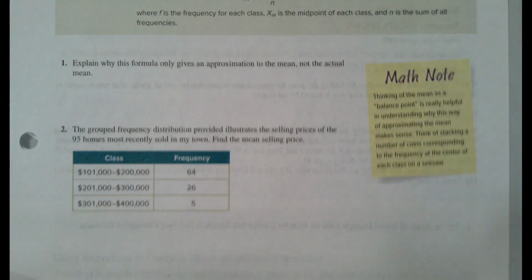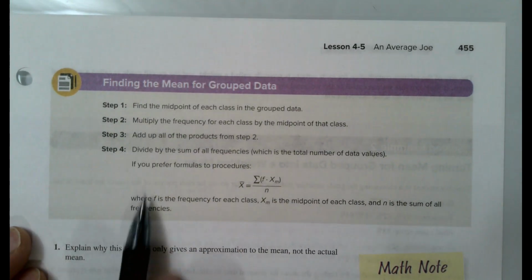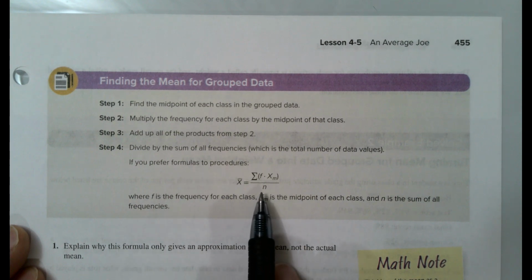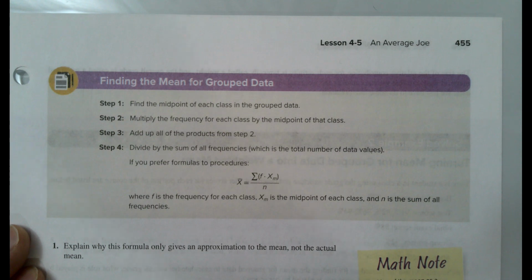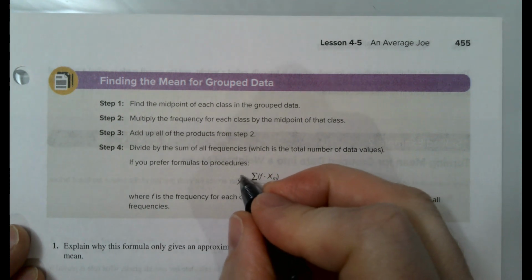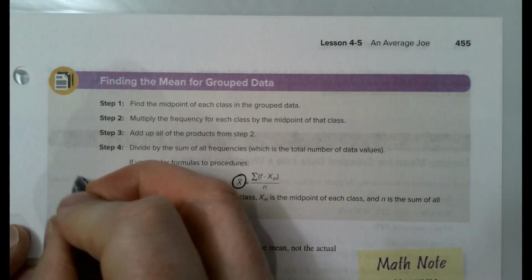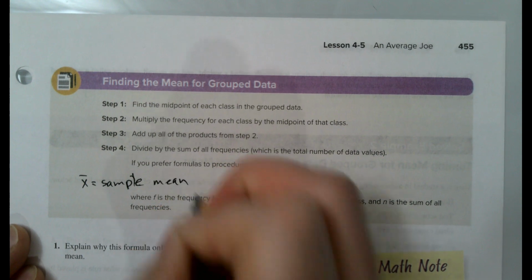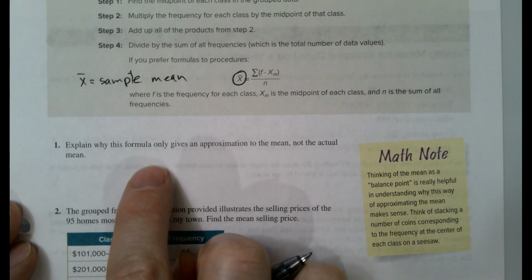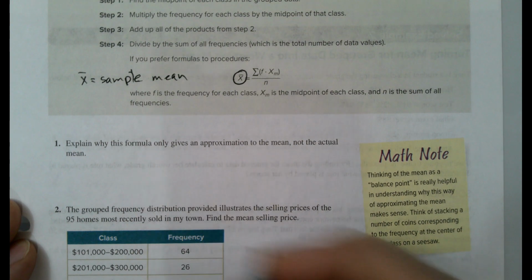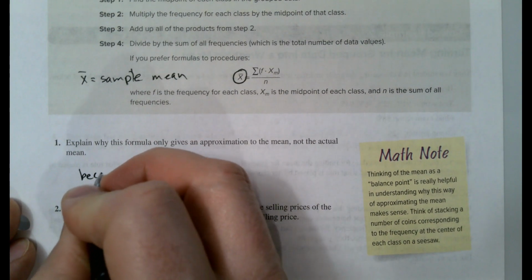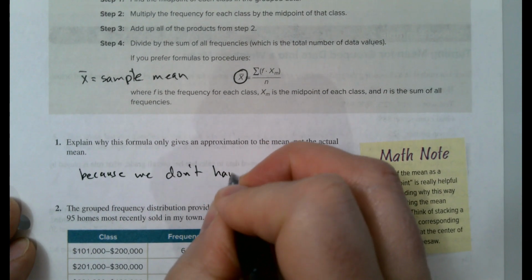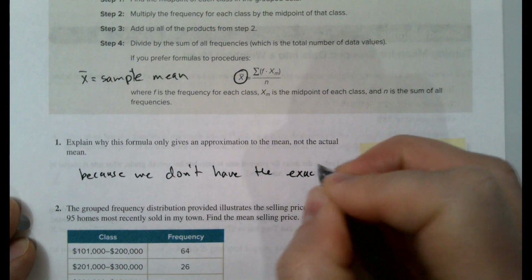All right, let me run an example for you. Oh, here's the steps for finding that midpoint, so refer back to this. Here's the formula, which isn't particularly helpful. I'm going to show you how to type this into Desmos. And that might be a little easier. Again, if you've forgotten, this X bar means sample mean. That's what that symbol stands for. So just a reminder, why is this formula given approximation, not the actual mean? Because we're not using actual data values. We don't have the exact data values.